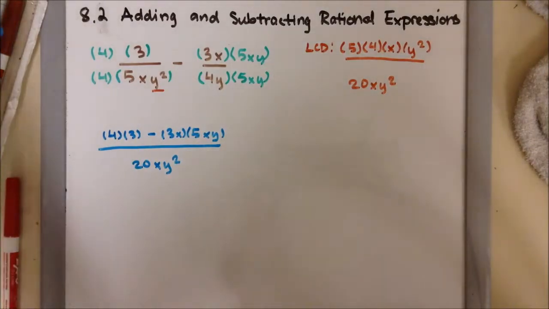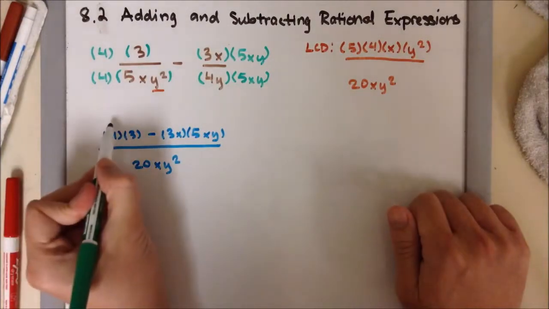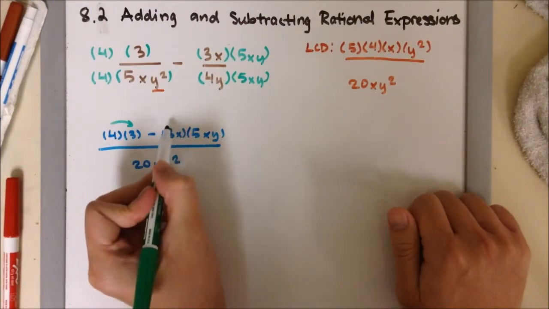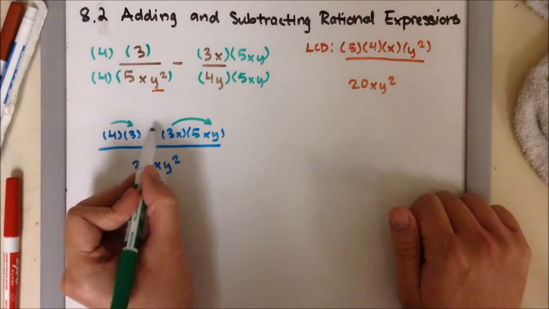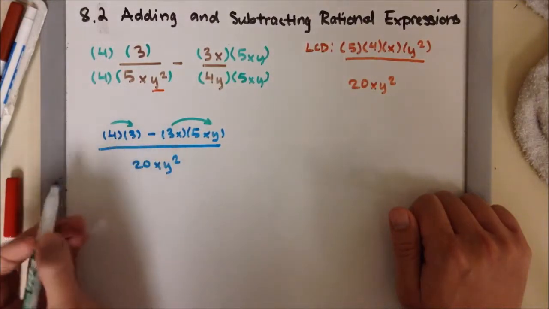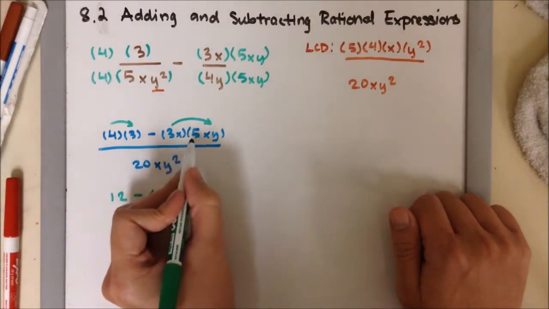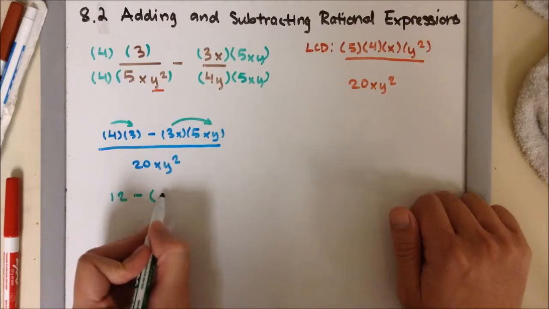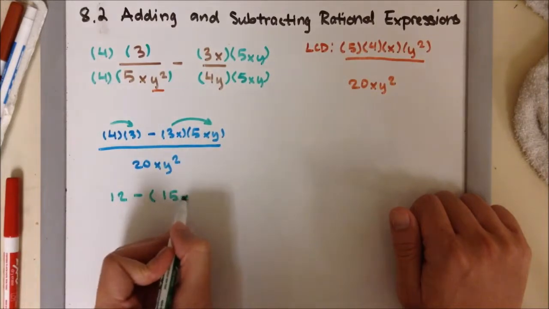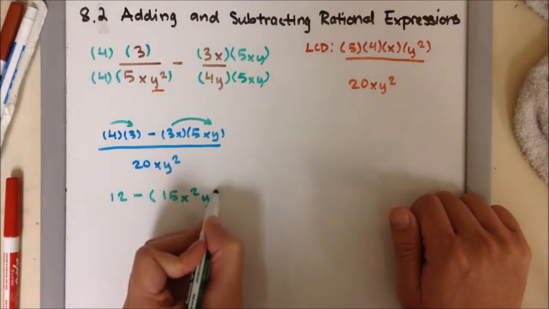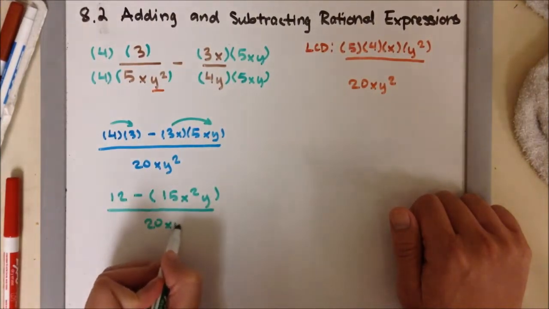Alright, so next I'm going to distribute, multiply where I can see in the numerator. I'm going to multiply the 4 with the 3. Now I'm going to multiply the 3x with the 5xy, but I'm going to keep it in parentheses because we got to be extra careful with the minus. So 4 times 3, that's 12, minus, parentheses, 3x times 5xy, I'm going to have 15 because 3 times 5. And then when I'm multiplying x times x, that's x squared, and then the y, over 20xy squared.